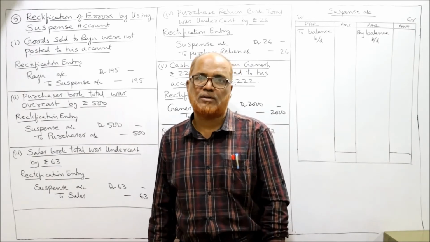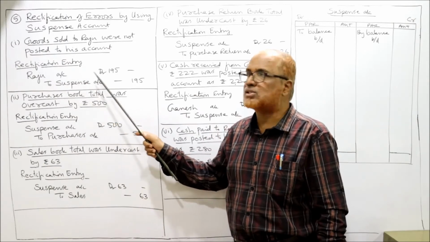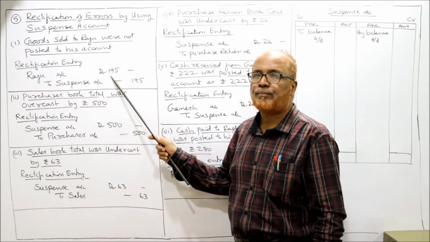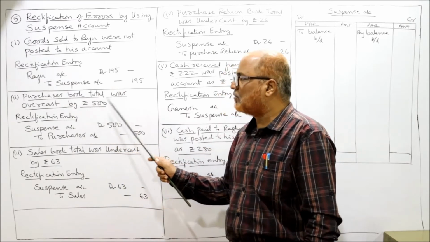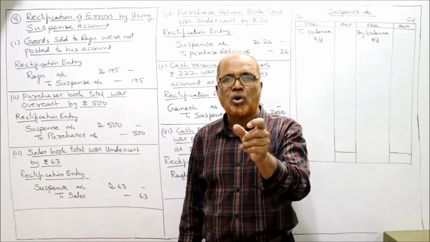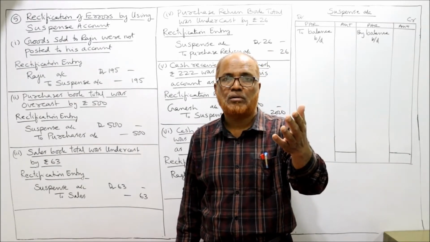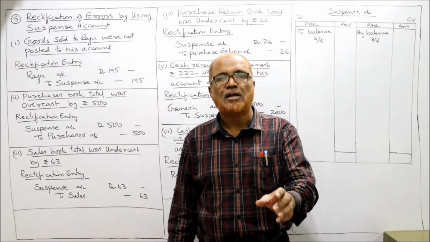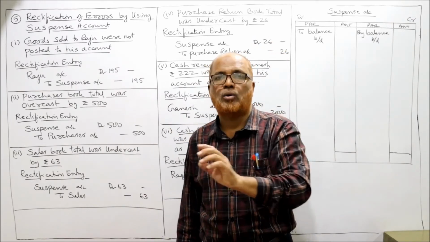Using suspense account, the rectification entry will be Raju's account debit to suspense account, 195. Second one: purchase book total was overcast by rupees 500, taken more by rupees 500. See here, the purchase book total will go to purchase account.